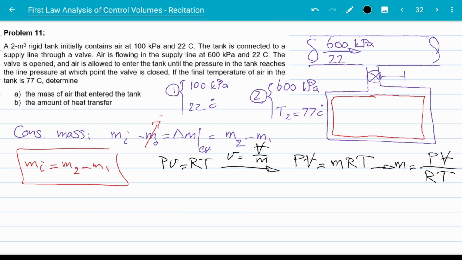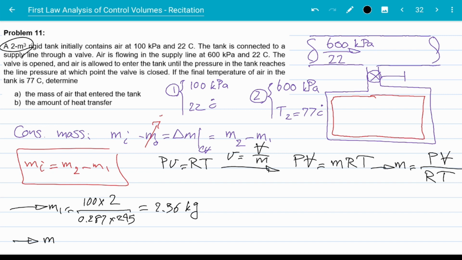So initially, for M1, my system had a pressure of 100 kilopascals. The volume, the problem explicitly says, is 2 meters cubed, so times 2, over the gas constant for air, which is 0.287. And the temperature, we need to put in Kelvin in the ideal gas equation. So the initial temperature is 22 degrees, which is 295 Kelvin. This gives me 2.36 kilograms of mass.